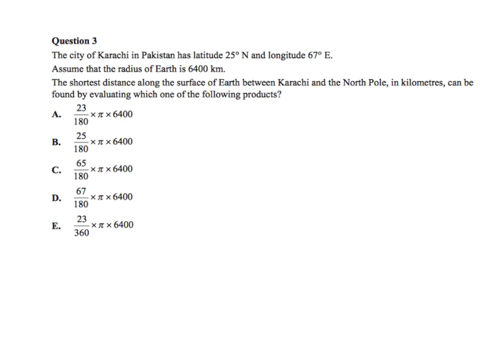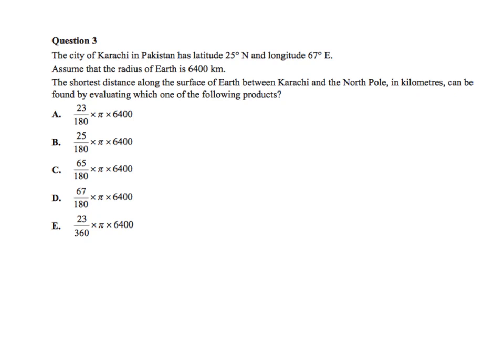So here's an exam question, let's give it a go. It says the city of Karachi in Pakistan has a latitude of 42 north and a longitude of 67 east. Assume the radius of the earth is 6,400. I told you they'd say that every time. Now, the shortest distance along the surface of the Earth between Karachi and the North Pole, in kilometers.